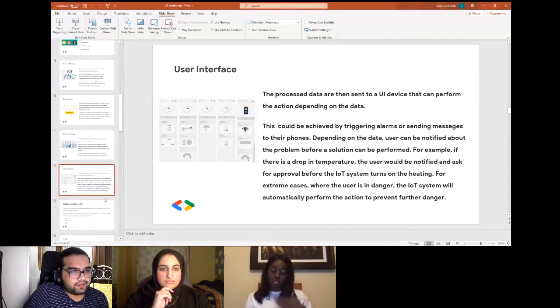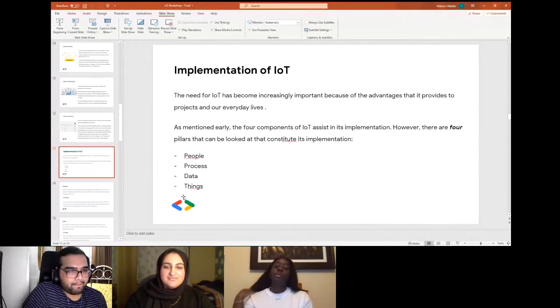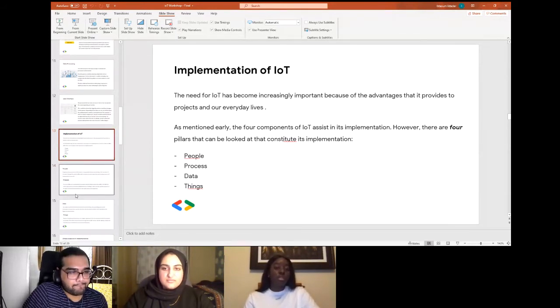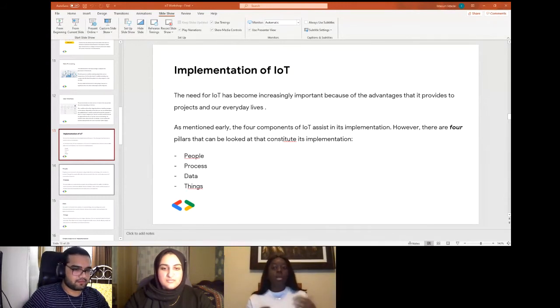And this brings us to the implementation of IoT, which Mona will talk about. So as I mentioned earlier, IoT has become really important in our lives and has become predominant in the world. Because of this, the need for IoT has become increasingly important because of the advantages that it gives our daily lives and also the advantages that it can have in our projects like our solution challenge. So even though there are four components of IoT, there are also components that assist in its implementation, and we're going to discuss those under four pillars of IoT.